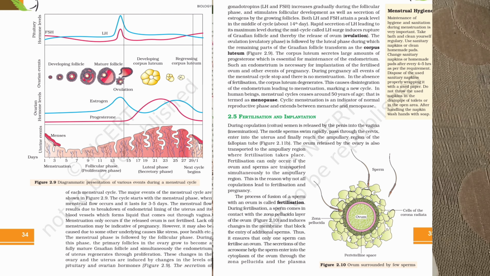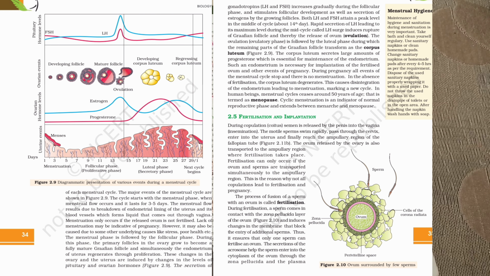Fertilization and implantation. During copulation, or coitus, semen is released by the penis into the vagina. This is insemination. The motile sperms rapidly pass through the cervix, enter the uterus, and finally reach the ampullary region of the fallopian tube. The ovum released by the ovary is also transported to the ampullary region, where fertilization takes place. Fertilization can only occur if the ovum and sperms are transported simultaneously to the ampullary region. This is the reason why not all copulations lead to fertilization and pregnancy.